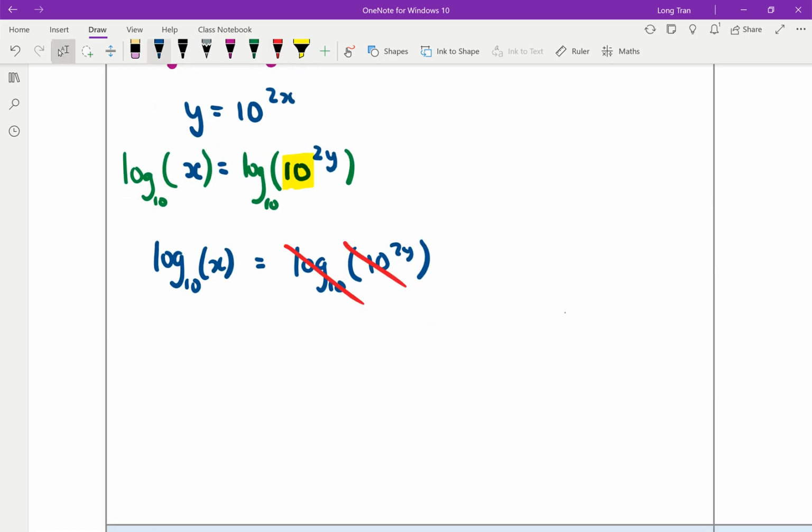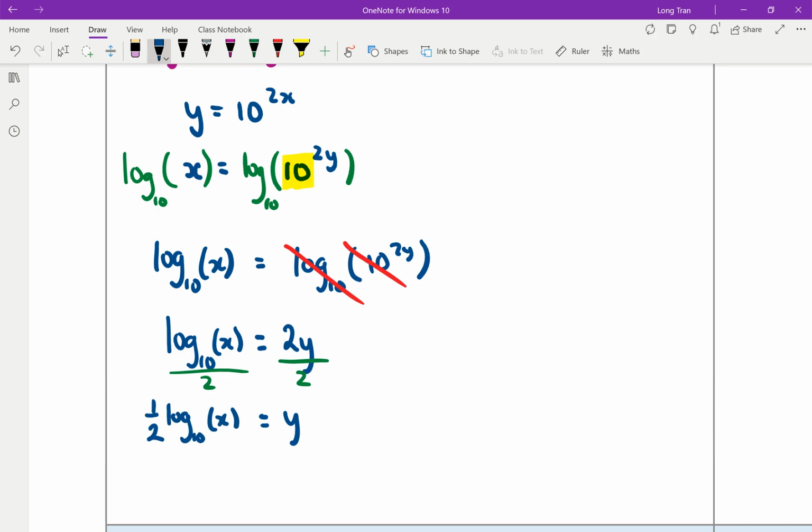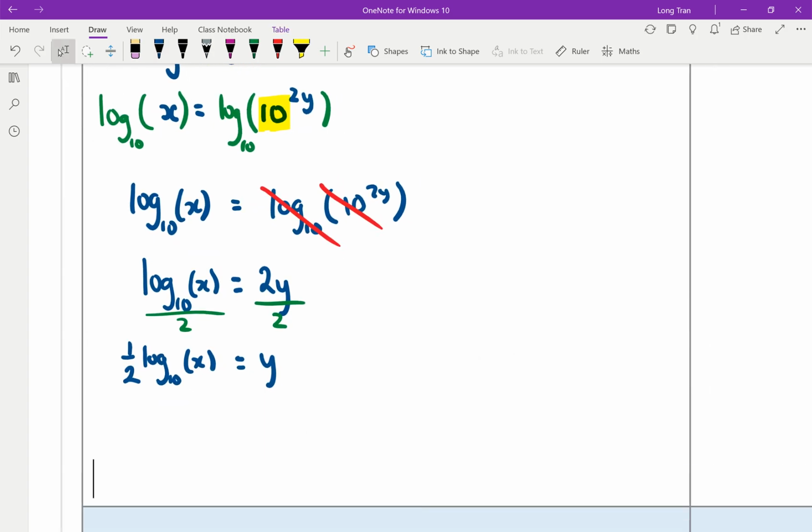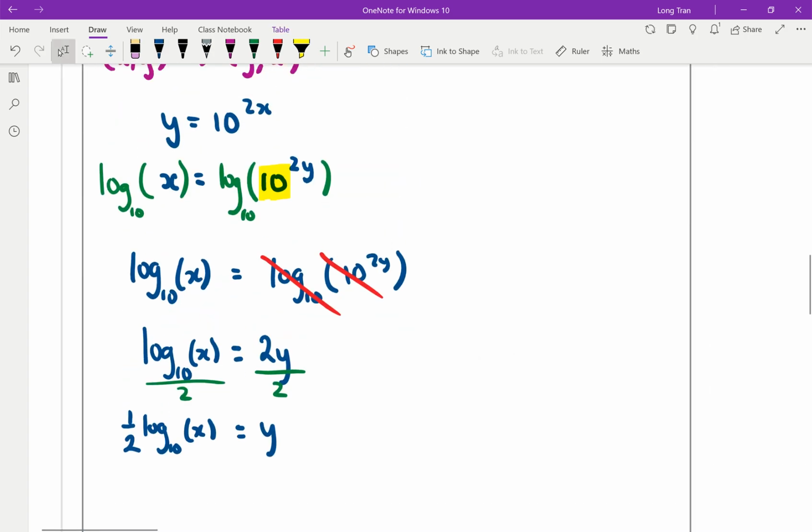And so I end up with 2y equal to the log base 10 of x. To get y by itself, divide both sides by 2. Divide this by 2 and divide this by 2, and this is what I get: y equals half log base 10 of x. I'm going to make more space so you can see that.